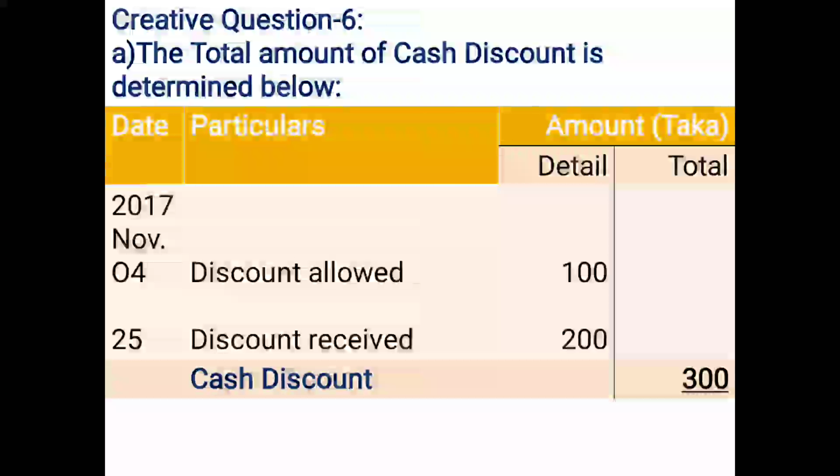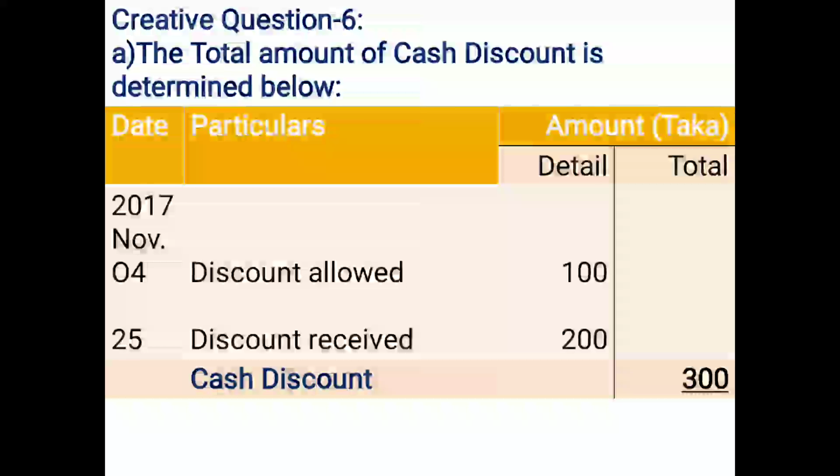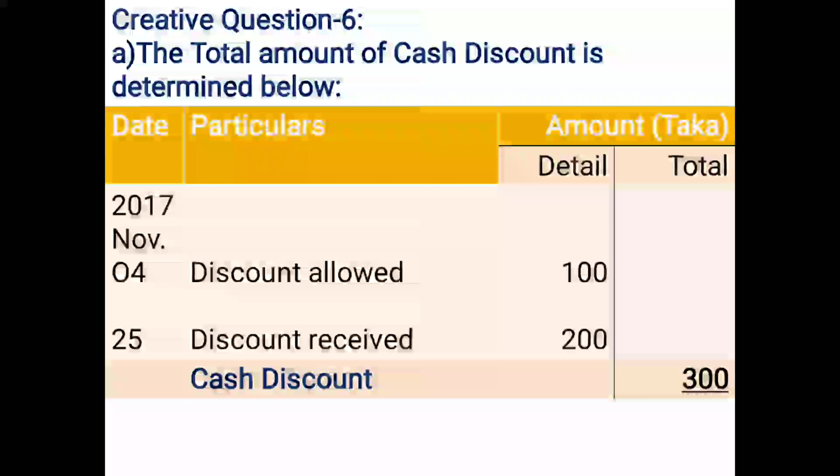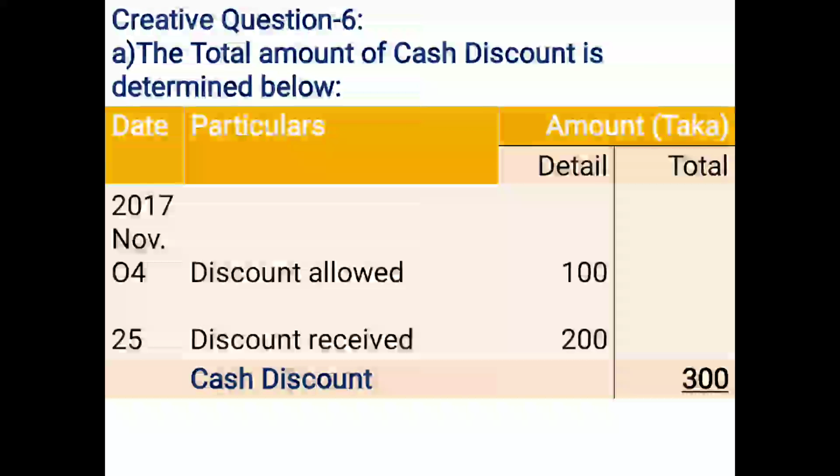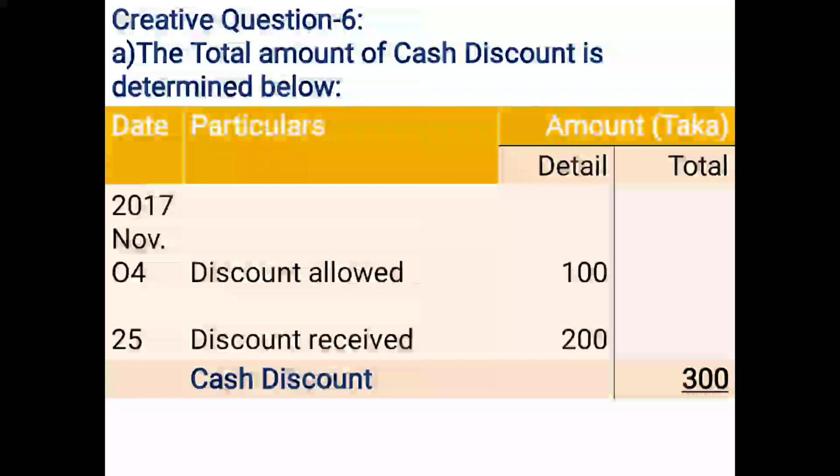Correct is November 12, paid to Jamal Traders taka 3,300 in full settlement of his claim of taka 3,500. In this transaction, 200 is the discount received. So discount received taka 200 is recorded for November 12. The total amount of cash discount is taka 300. Dear learners, I think you have understood requirement A for creative questions number 4, 5 and 6.